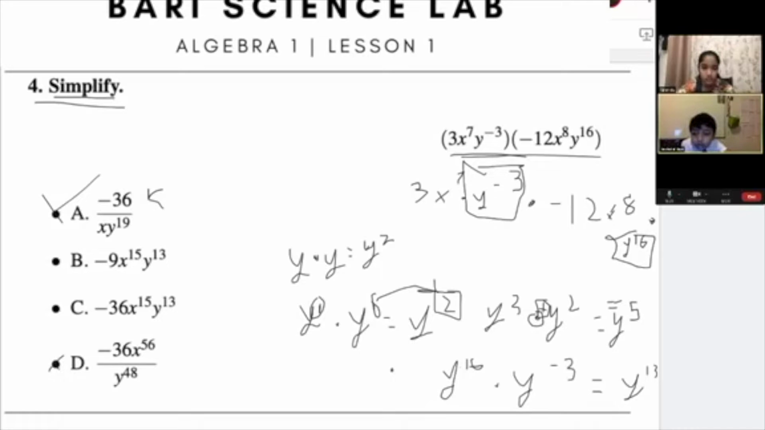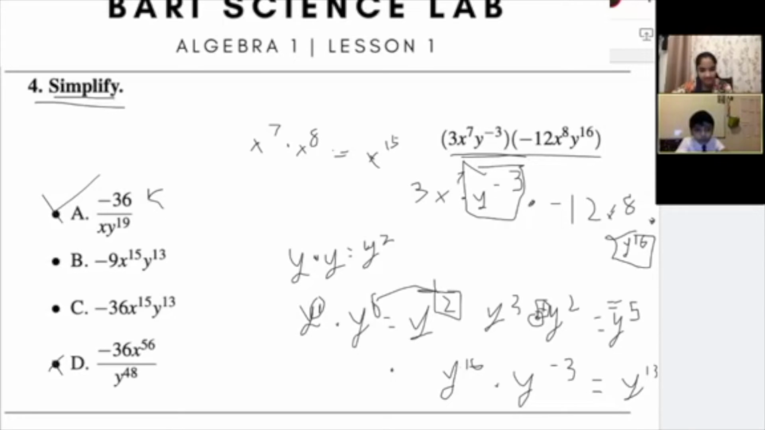Okay, now that you know about exponent addition, what is x to the power of 7 times x to the power of 8? What would that be? x to the power of 15. Good. x to the power of 15. I'm going to be honest, it's pretty difficult to write.